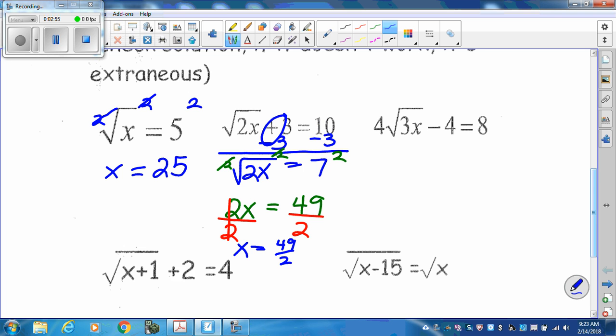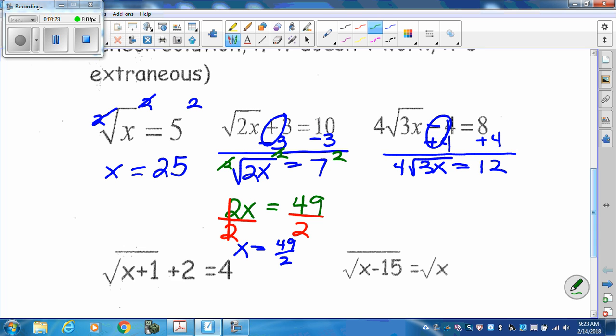And then over here, I'm going to do the same thing, all right? I want to get this x by itself. Well, it's inside a radical, so I'm going to get the radical by itself. And I've got to peel off the layers that are furthest apart first. So I'm going to start with the minus 4, and I'm going to do the opposite, so I'm going to add 4 to both sides. And then what's left? Negative 4 plus 4 is 0, so I have 4 times the square root of 3x equals 8 plus 4 is 12.